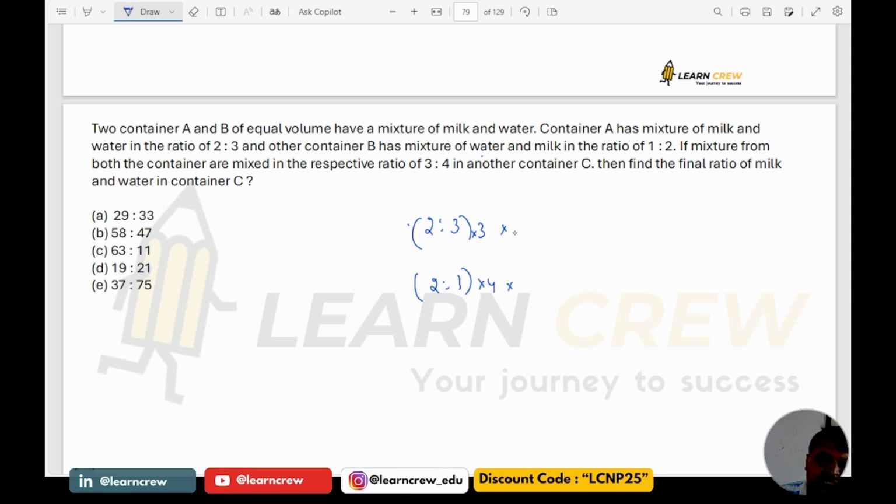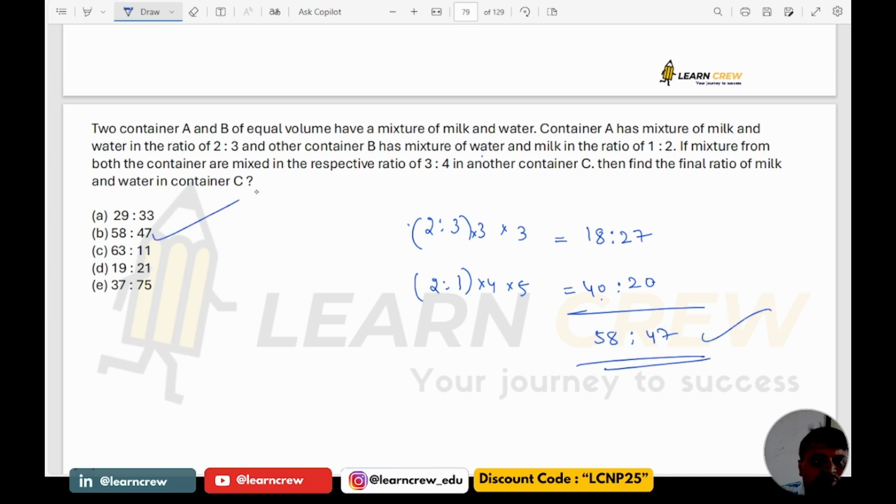So thereby again I am multiplying with 3 and 5. Thereby I will get the milk to water ratio here as 18:27. Here it is 40:20. Now the final ratio of milk to water: 40 plus 18 is 58, 20 plus 27 is 47. So 58:47. Where you have option B.